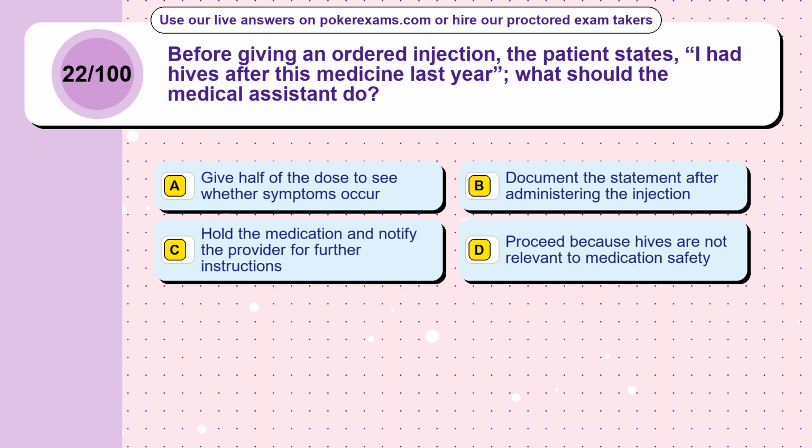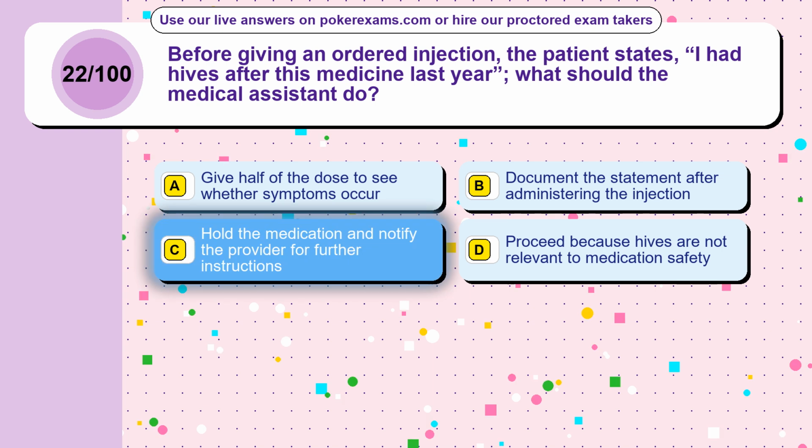Question 22. Before giving an ordered injection, the patient states, "I had hives after this medicine last year." What should the medical assistant do? Option A. Give half of the dose to see whether symptoms occur. Option B. Document the statement after administering the injection. Option C. Hold the medication and notify the provider for further instructions. Option D. Proceed because hives are not relevant to medication safety.